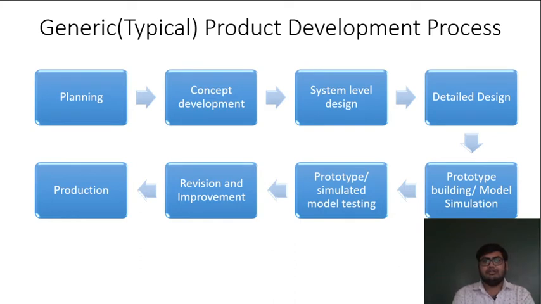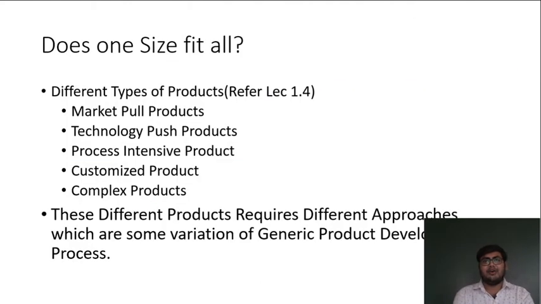Now, this is the typical product development process. Every product development process more or less follows these steps. But is it necessary that all the steps are required for all the processes, or can we say that okay, only these steps are required, there is no need of any other extra steps? No, because we know that one size does not fit all. Different types of products have different requirements, and we need to make some changes in this generic product development process.